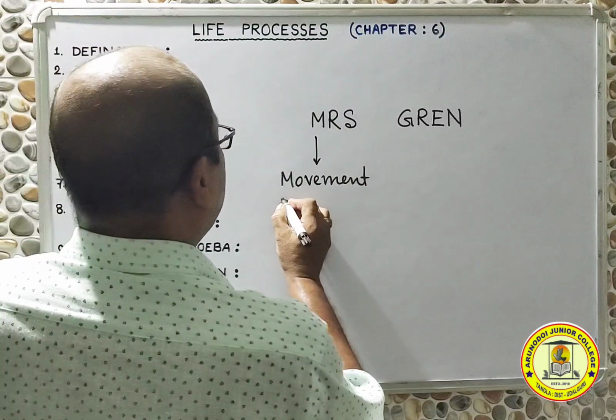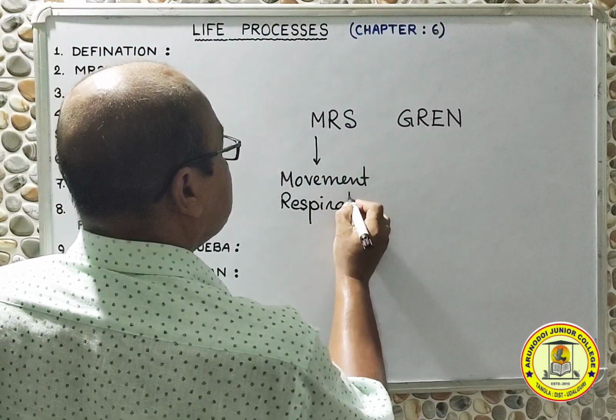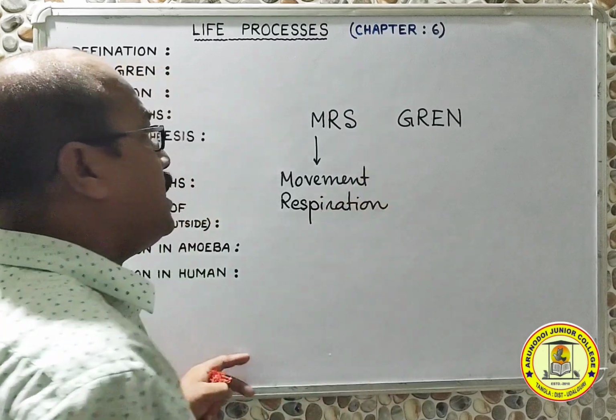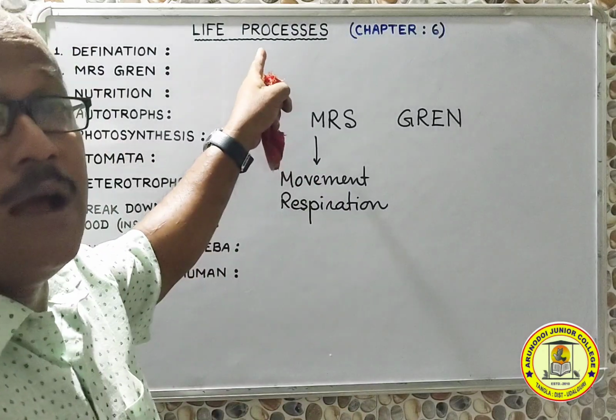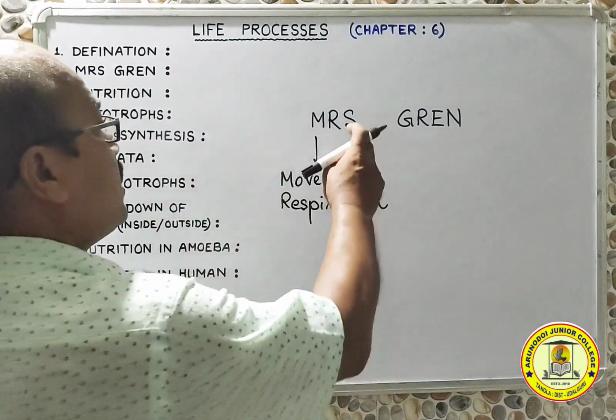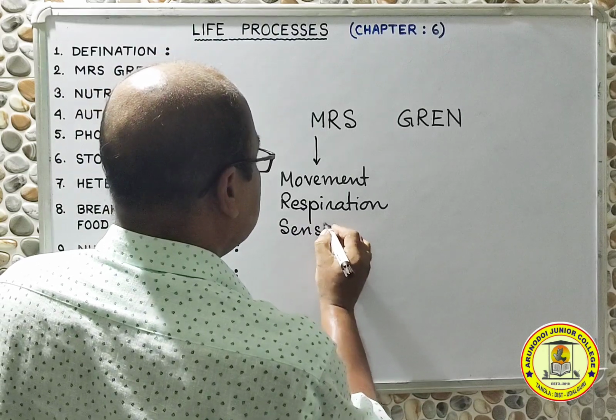Second, R. R means respiration. Respiration. So respiration is the second biological activity which is considered to be one life process. And after that, S is sensitivity.